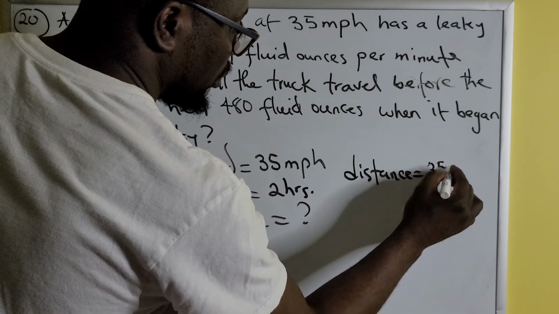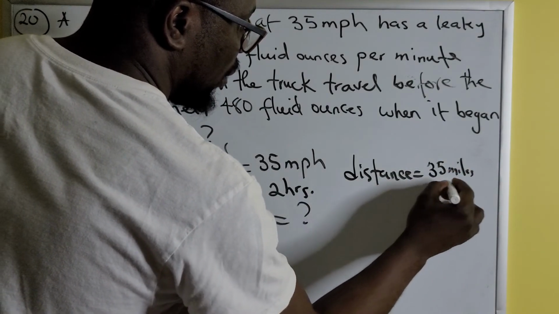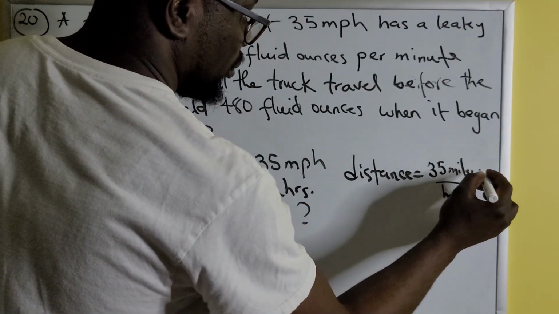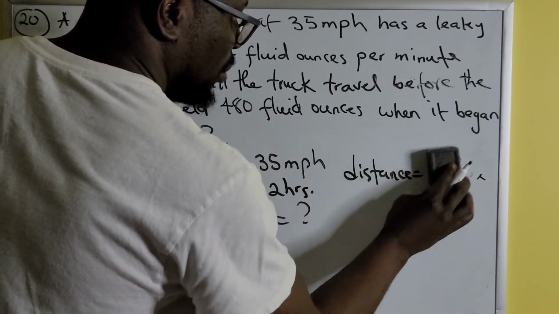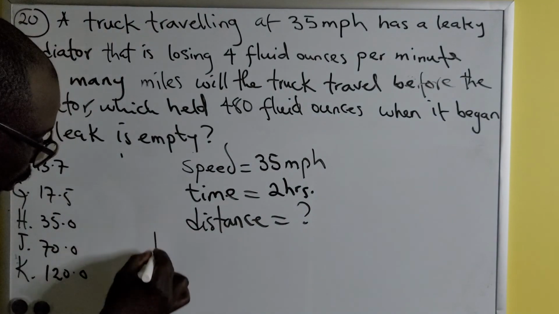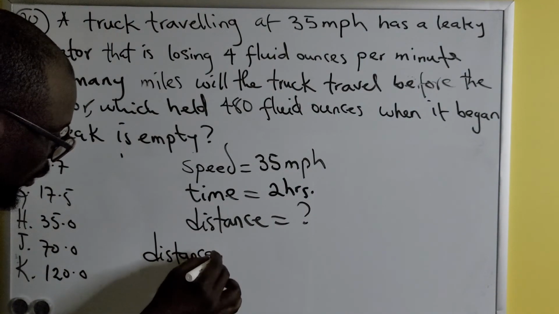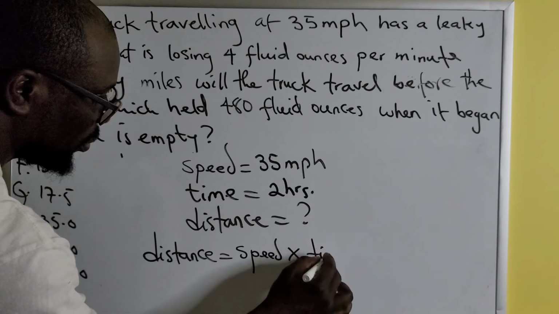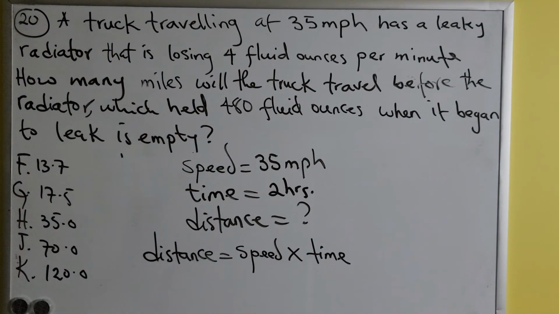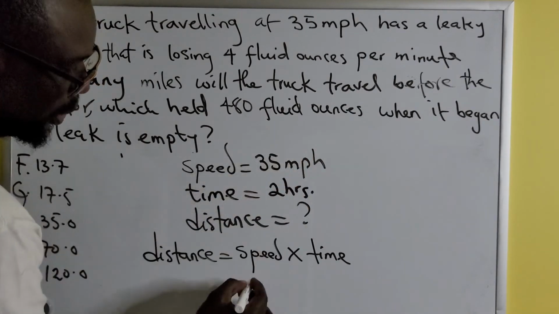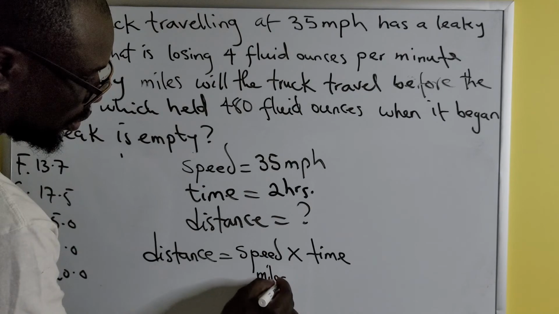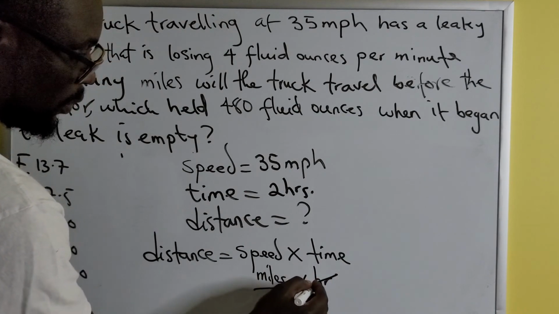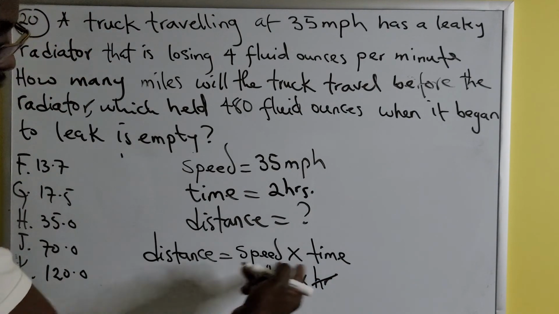35 miles per hour, okay, times your time. Let me write the formula out first so that you don't get confused. Distance is equal to speed times time. So let's write the formula out first so we know what we're doing. What is speed? What is the unit of speed? Miles per hour. That's the unit of speed. And the unit of time here is hours. So if you do the math for this, you're going to end up with miles. That's why this formula is like that.